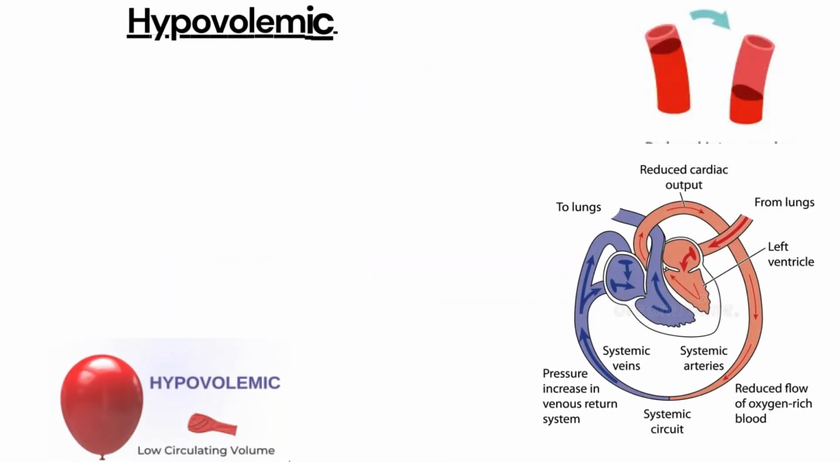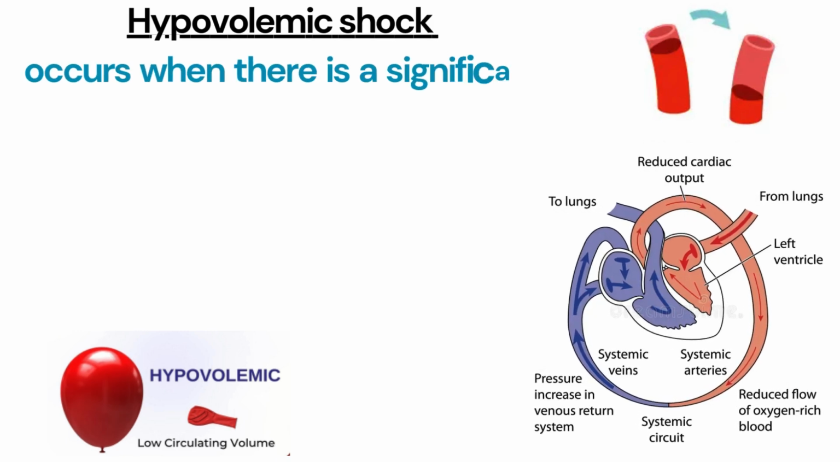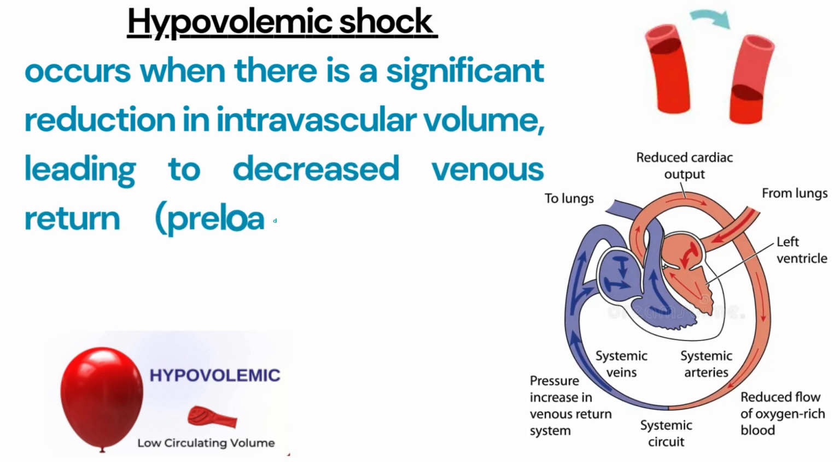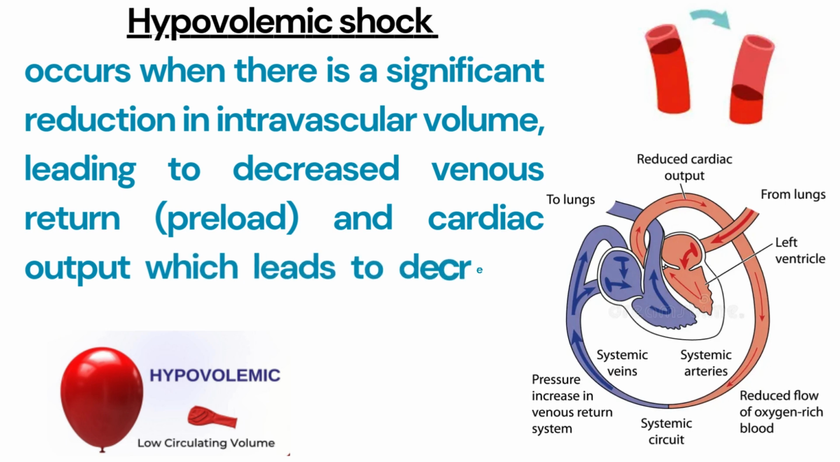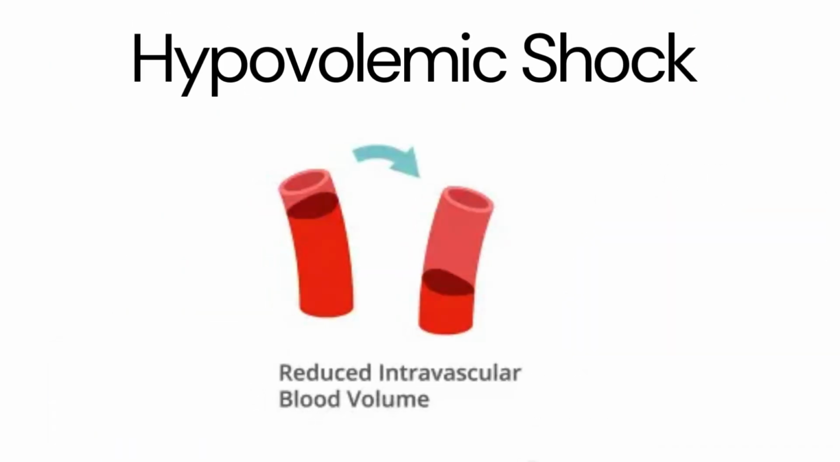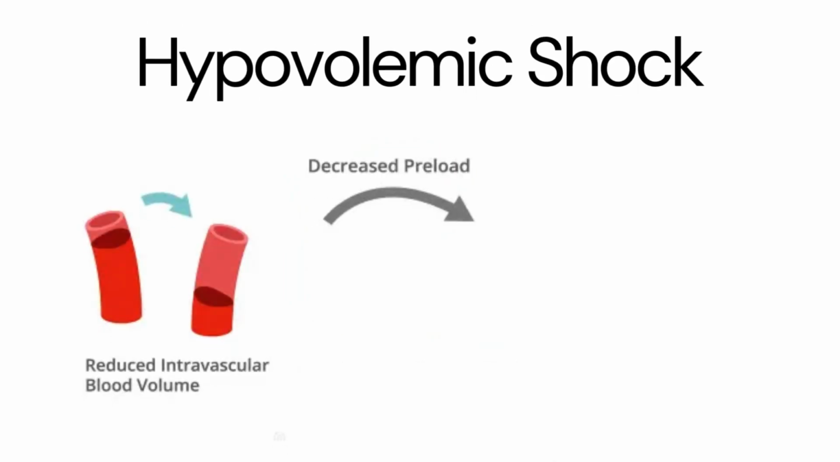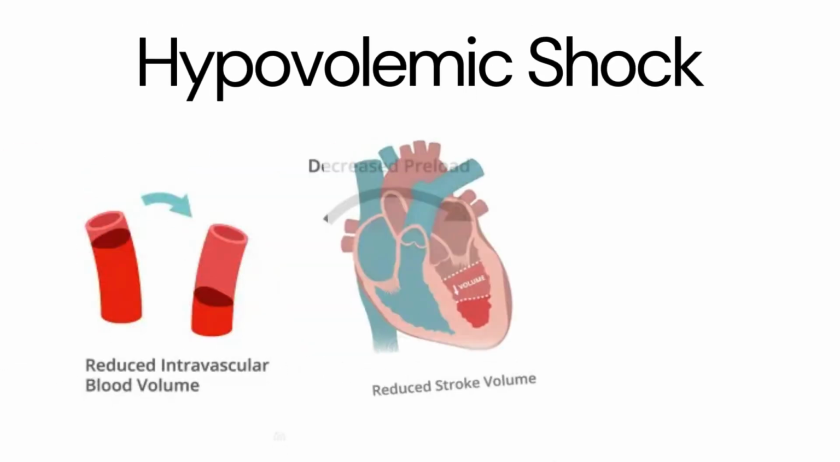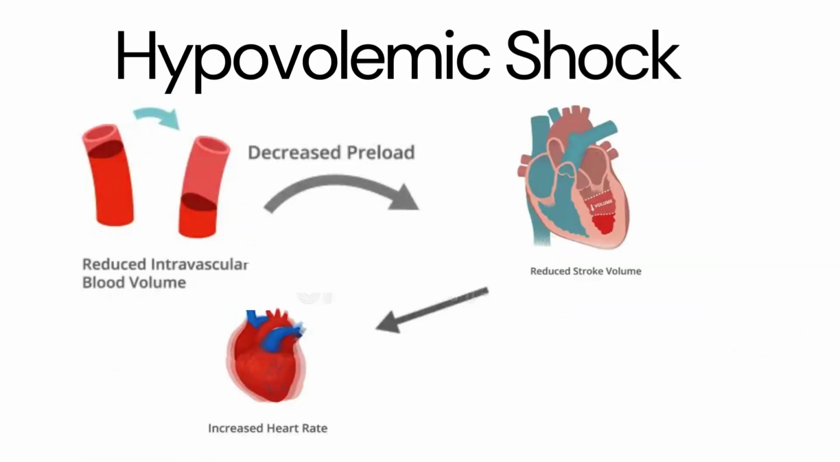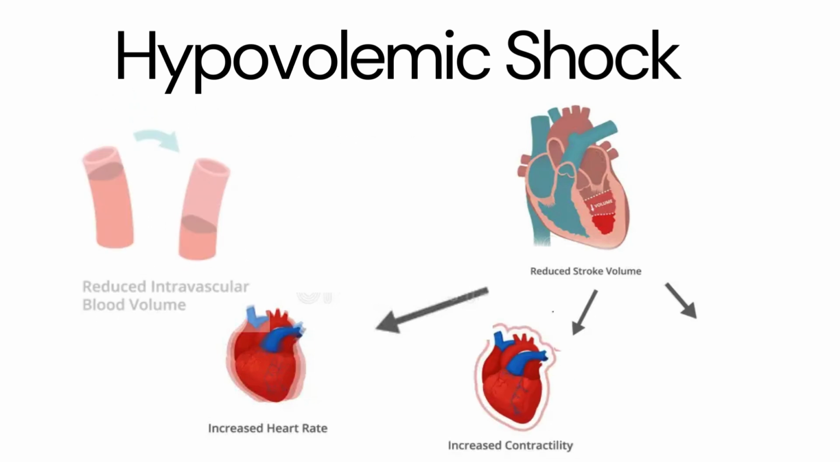Pathophysiology. Hypovolemic shock occurs when there is a significant reduction in intravascular volume, leading to decreased venous return, preload, and cardiac output, which leads to decreased tissue perfusion. In hypovolemic shock, a decrease in intravascular blood volume leads to a reduction in preload, which subsequently reduces stroke volume. The diminished stroke volume triggers compensatory mechanisms, including an increase in heart rate, enhanced contractility, and vasoconstriction.